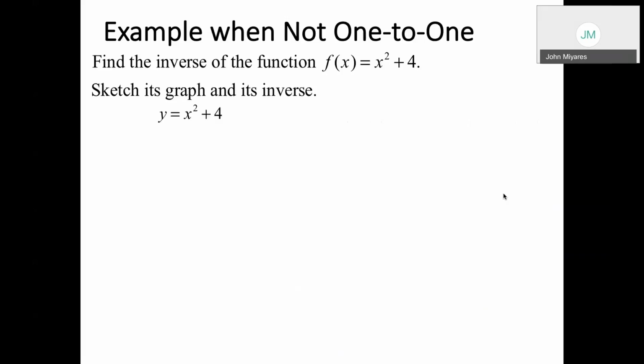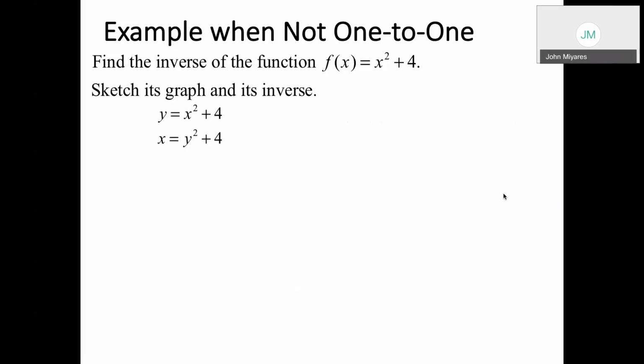Let's recall how we can find the inverse of a function using algebra. We start with the given function in y equals form. So y equals x squared plus 4. To find the inverse, the first thing we would normally do is switch the variables x and y, then see if we can use the rules of algebra to turn this equation into y equals form.